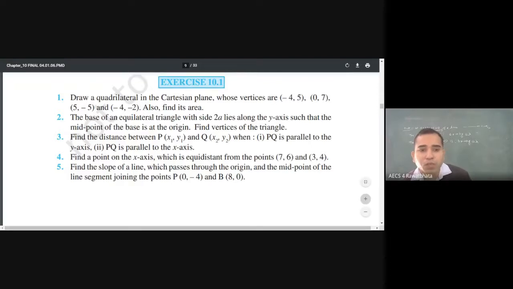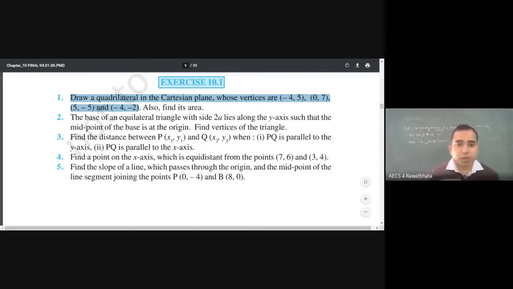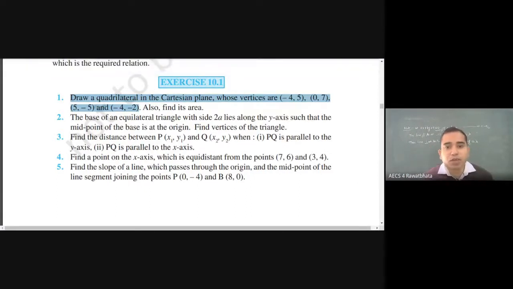For example, the first question is, draw a quadrilateral in the Cartesian plane whose vertices are (-4, 5), (0, 7), (5, -5), and (-4, -2). You have to draw exactly, not approximately, exactly. You can draw the Cartesian plane, assume the units on the x-axis and y-axis and show these points, and you will get a quadrilateral. They are also asking to find its area.